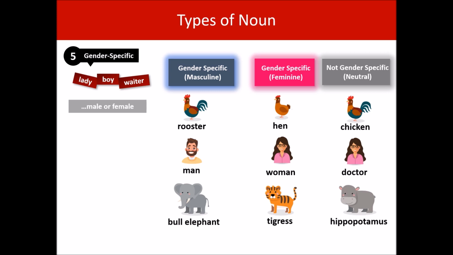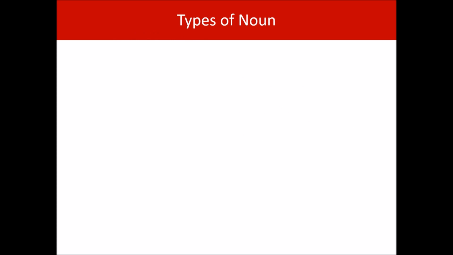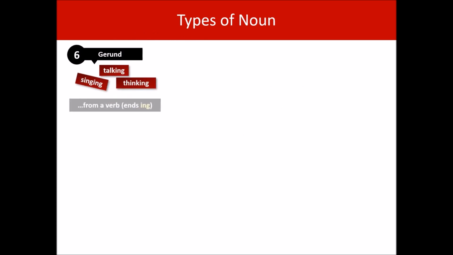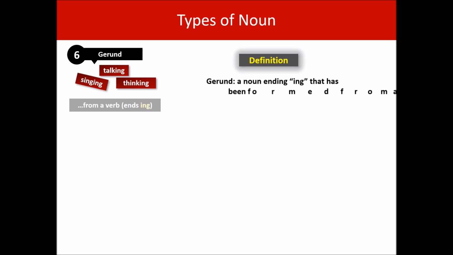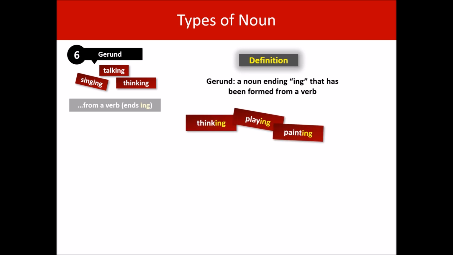Okay, let's start getting a little bit more technical. Number 6, gerunds. Examples: singing, talking, thinking. And these are nouns formed from a verb, and they always end in -ing. Gerund: a noun ending in -ing that has been formed from a verb. Examples: thinking, playing, painting, eating.